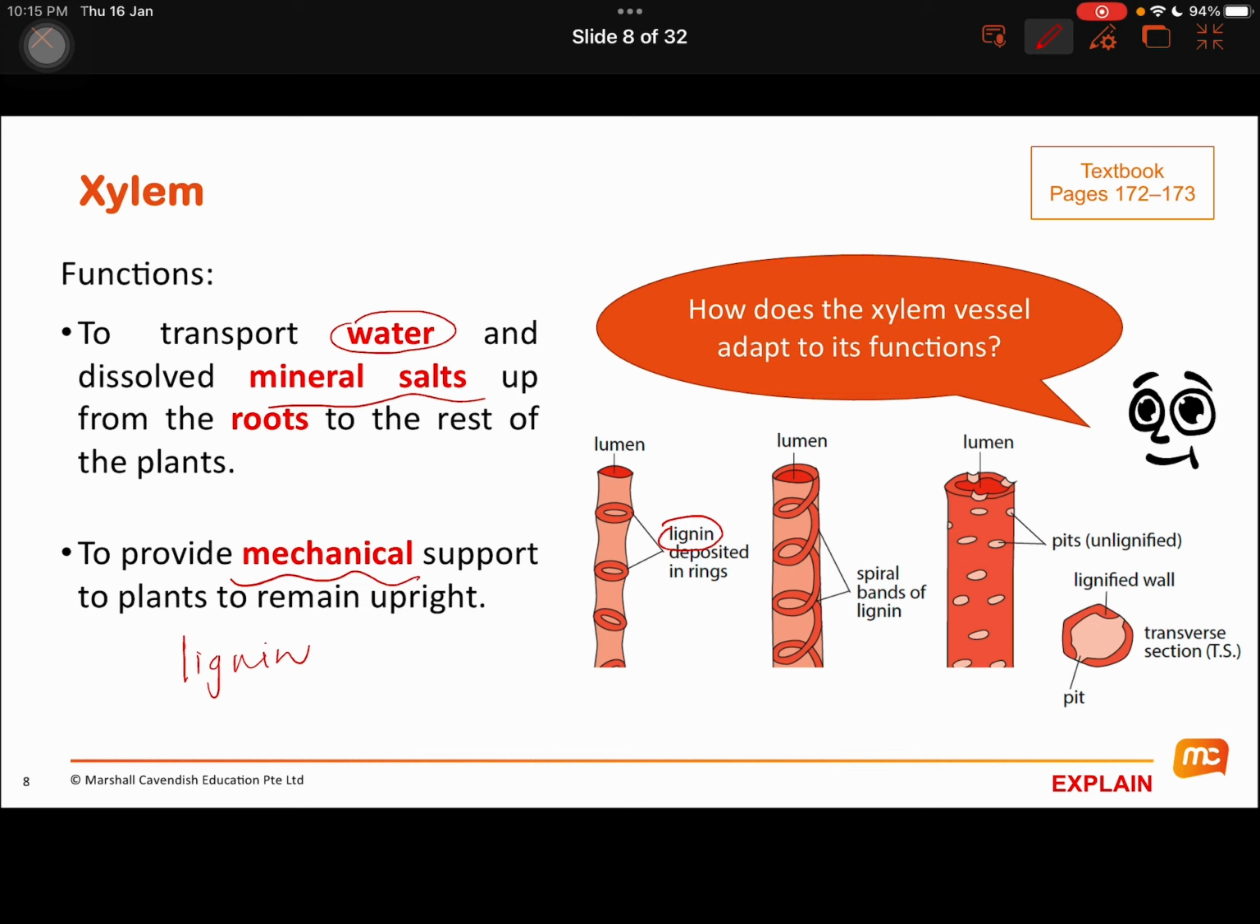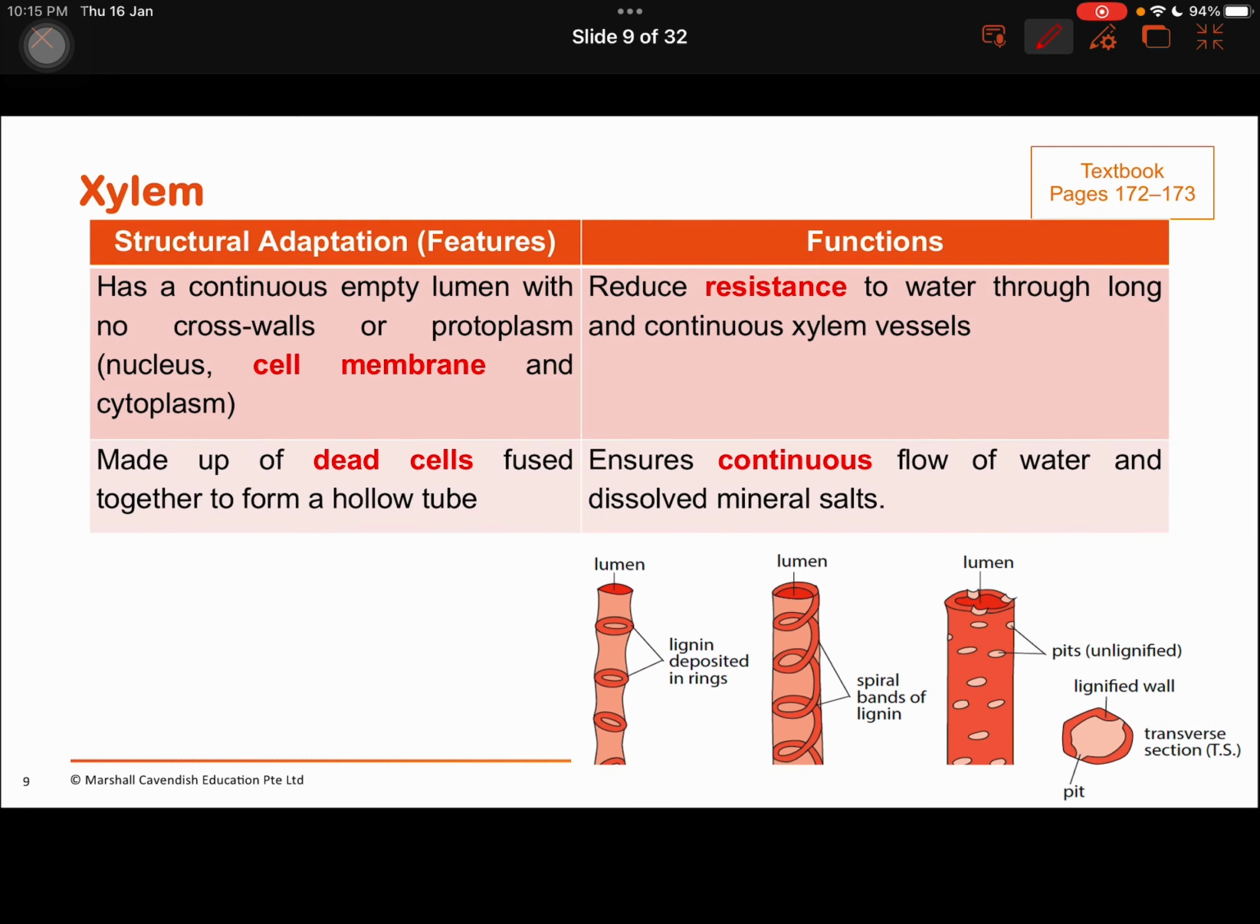So how does the xylem vessel look like in order to carry out its function of transporting water and mineral salt effectively? It's a lot of words, and let me help you to break it down to understand. So for xylem, if I were to cut across the cross section of the xylem, this is something how the xylem would look like. It's made out of different segments, different segments of cells that combine together.